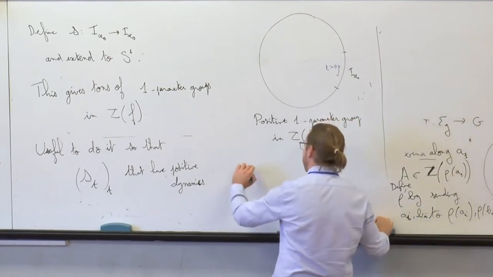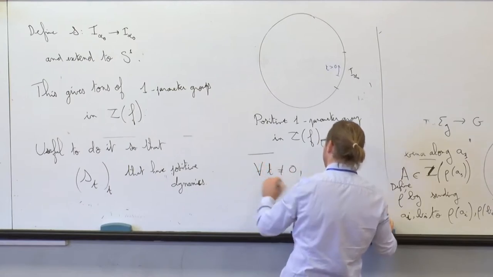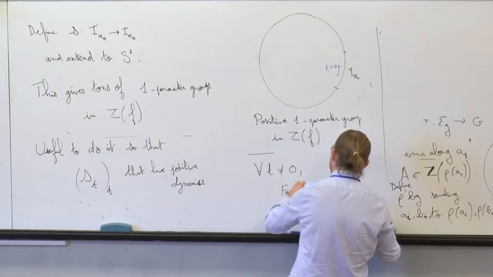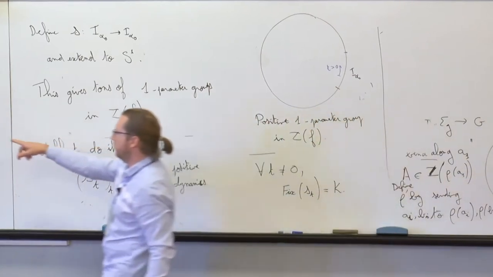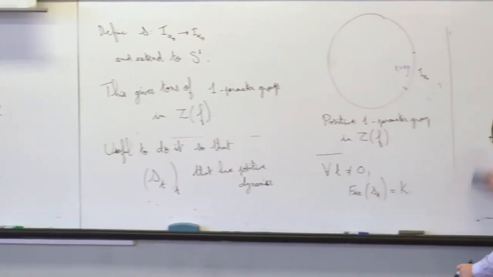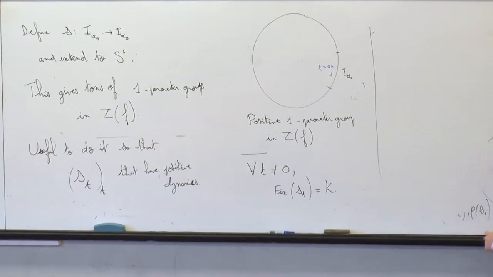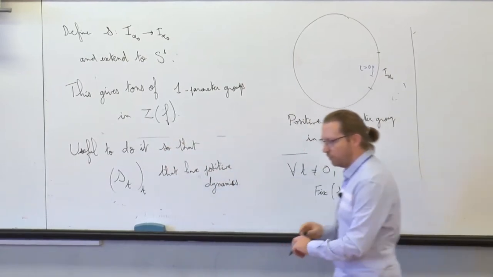So in particular, for all t non-zero, I'm going to have the fixed set of S_t, which is going to be exactly K, this set I was starting with. So that's something useful. In every centralizer, I have these maps that push things in a way that we can control.